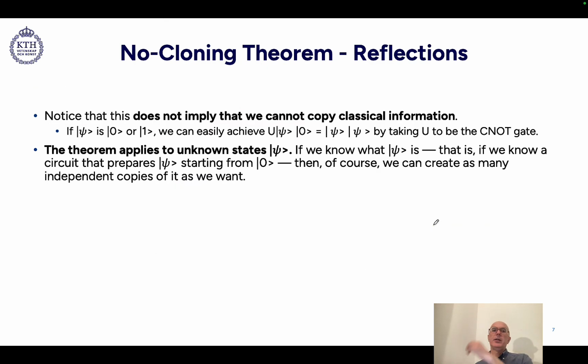Notice that this theorem does not imply that we cannot copy classical information. For instance, if psi is 0 or 1, we can easily achieve this copy operation by taking U to be the CNOT gate. In general, this theorem applies to an unknown state psi. If we know what psi is, for instance, if we know a circuit that prepares psi starting from a classical state 0, then of course we can create as many independent copies as we want.